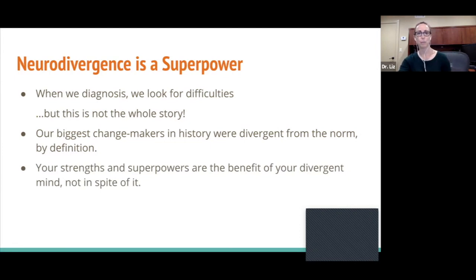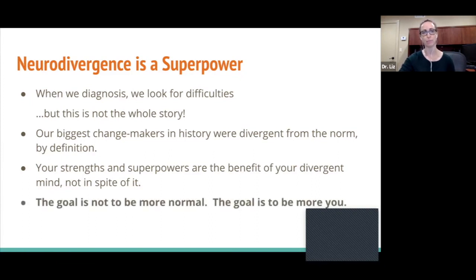And your strengths and your superpowers are the benefit of this divergent mind. They're not in spite of it. And so a lot of times we start with the child's strengths, and then we say, okay, you have all those great strengths, and then here are the things that are difficult. But when I think about presenting a diagnosis to the child, I'm actually specifically thinking about how do we bring these things together to show how these things that we've learned about your brain are making some situations and some things a little harder to navigate, and also making some things a lot easier, because it's the same brain and your strengths are the benefit of the way your brain is different.